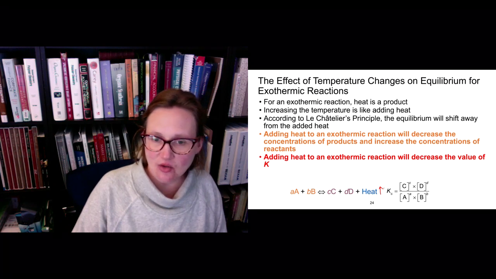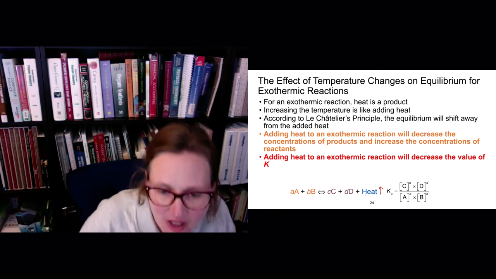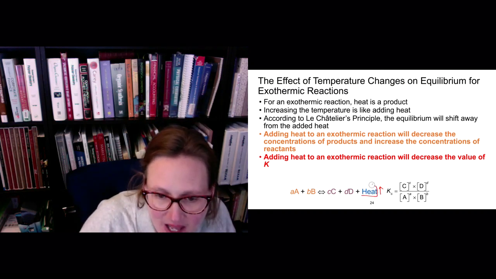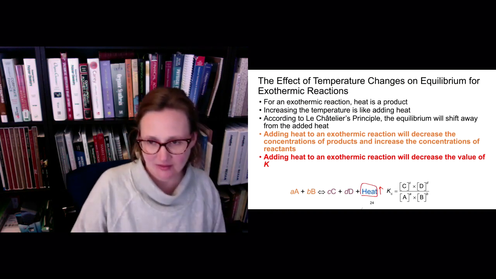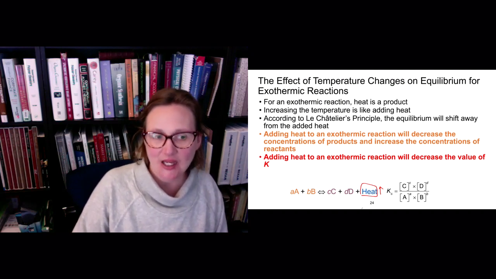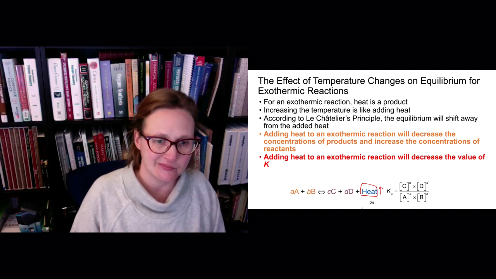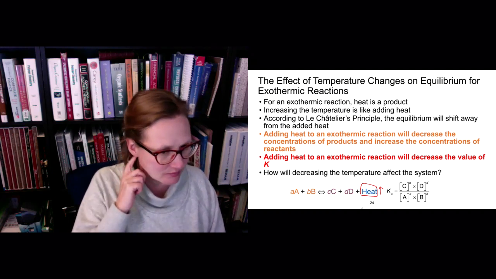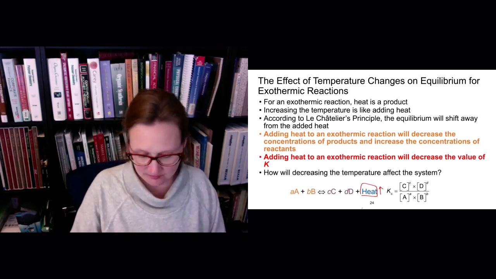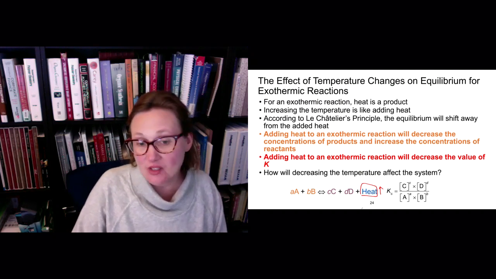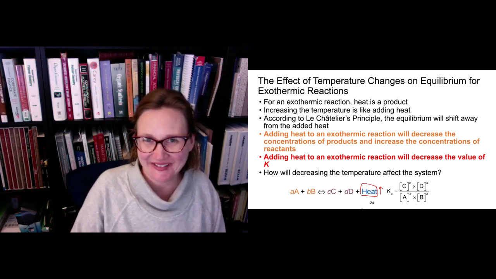Adding heat to an exothermic reaction will decrease the value of K because remember, heat is not a concentration. So you are actually changing the value of K here. What do you think will happen if you decrease the temperature? Decrease the temperature, you're going to shift to the right.